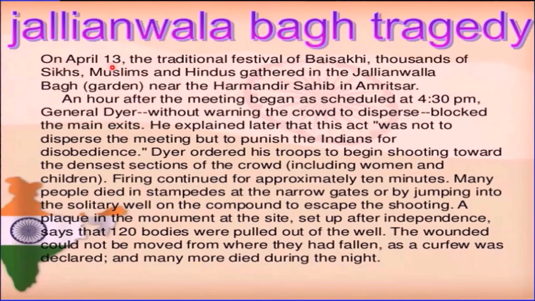It is on April 13, the traditional festival of Vaisakhi. Thousands of Sikhs, Muslims and Hindus gathered in the Jallianwala Bagh garden in Amritsar. An hour after the meeting began, as scheduled, at 4:30 p.m., General Dyer, without warning the crowd to disperse, blocked the main exits. He explained later that this act was not to disperse the meeting, but to punish the Indians for disobedience. Dyer ordered his troops to begin shooting towards the densest section of the crowd, including women and children.